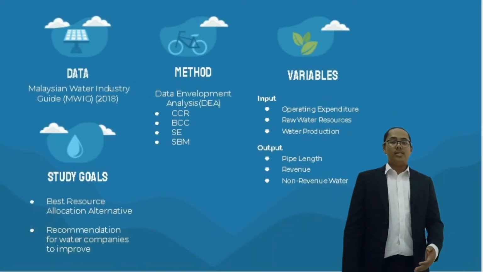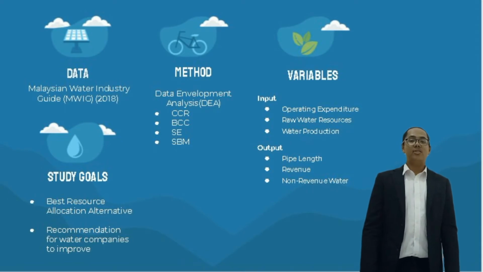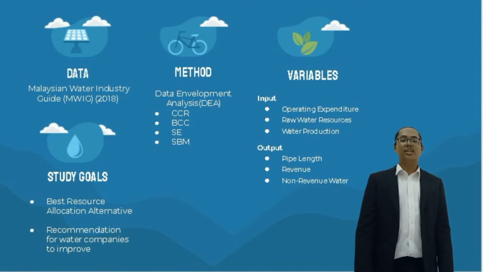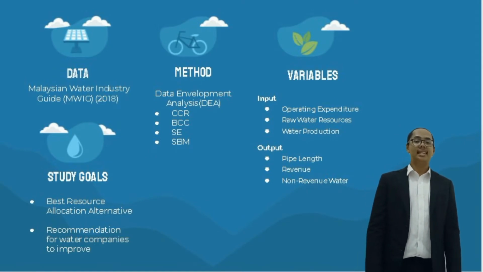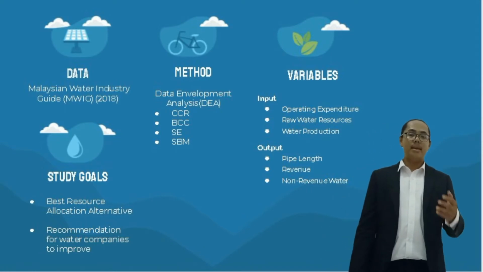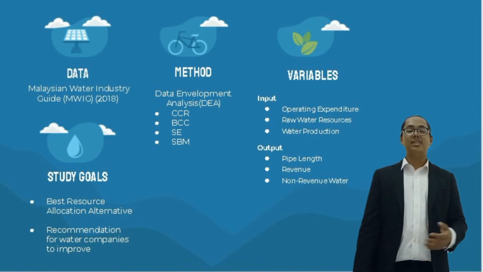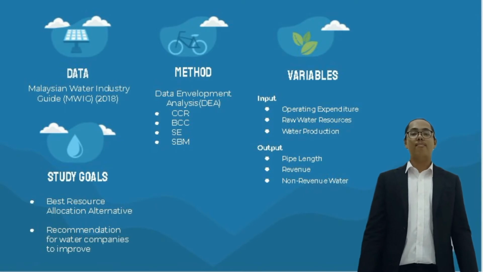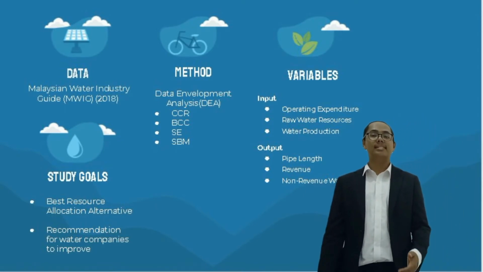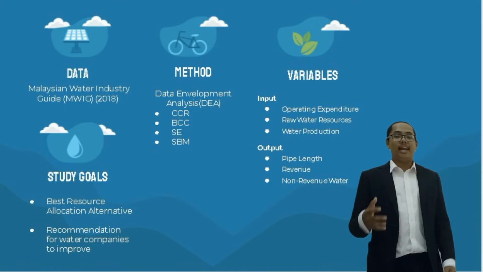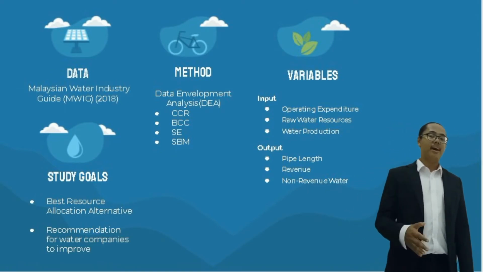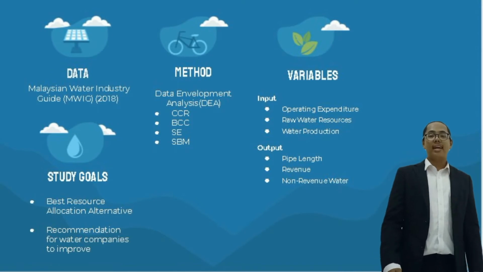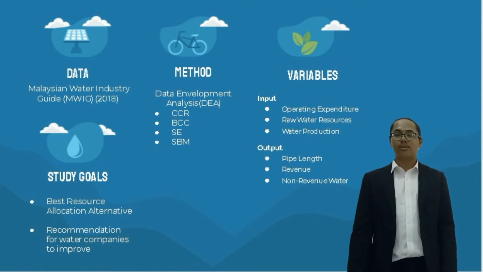This study will use data from the Malaysian Water Industry Guide 2018, published by the Malaysian Water Association, which includes the 14 states. The DEA model will be applied in this study, which implies the use of the CCR, BCC, super efficiency, and SBM models to evaluate the performance efficiency of the water supply system. The input and output variables have been identified and chosen to provide a better efficiency score.